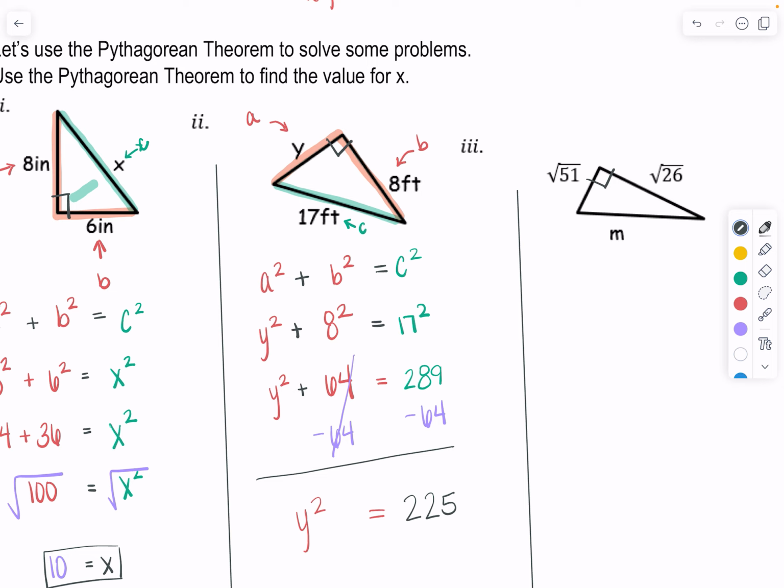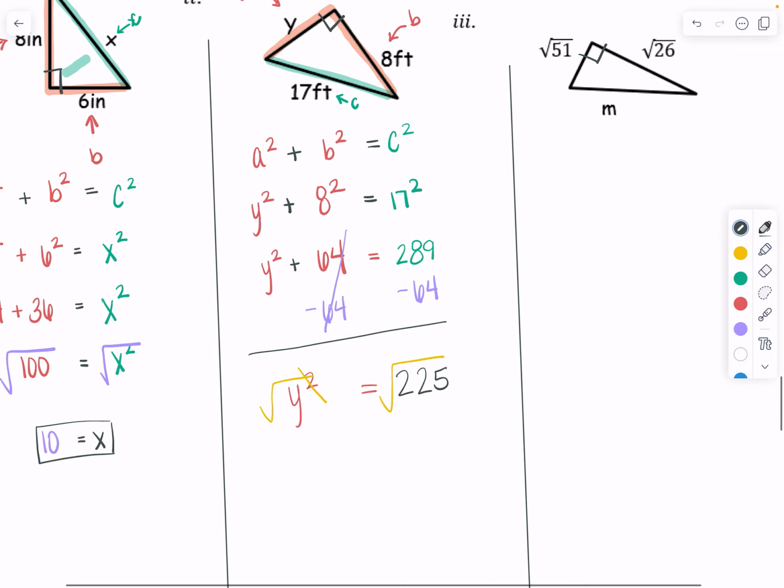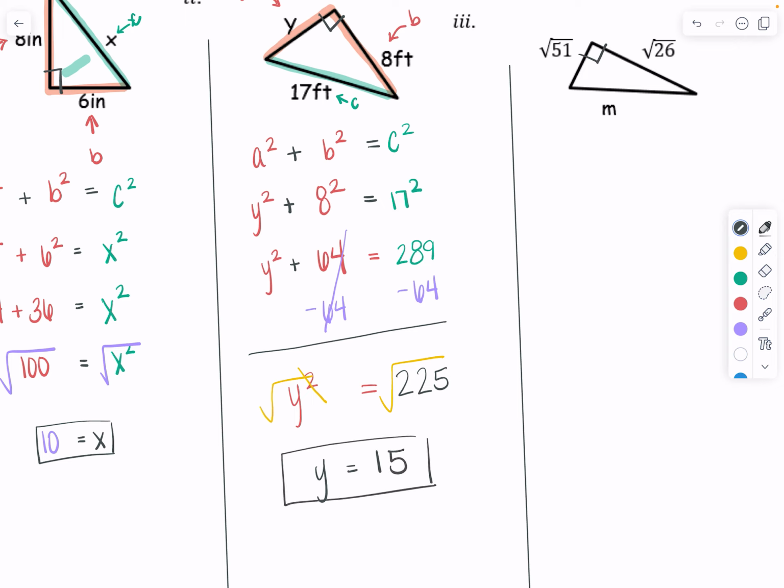I'm not quite done. I have to take the square root of both sides, and that leaves me with Y equals the square root of 225, which is going to give me 15. And so the length of that other leg is going to be 15 feet. I guess I should put my units on there. 15 feet. If you want to go back to the last one, 10 inches.